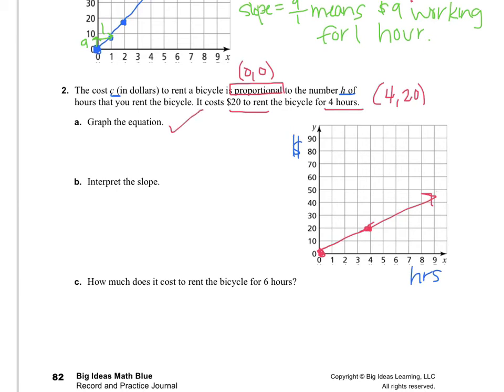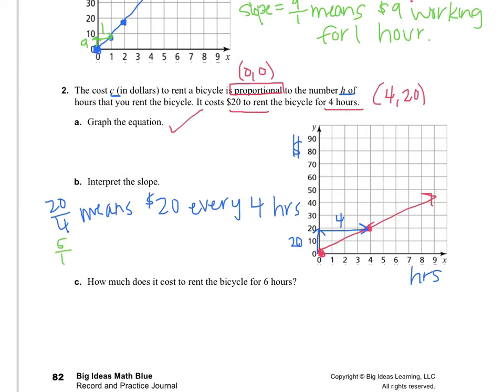Interpret the slope. Well, the slope is up 20, right 4. So 20 over 4 means $20 every 4 hours. If you wanted to, you could reduce that to 5 over 1, which would be really a better way of writing the slope. 5 over 1 means $5 per hour. That's probably a better way to write it, but $20 every 4 hours is fine.